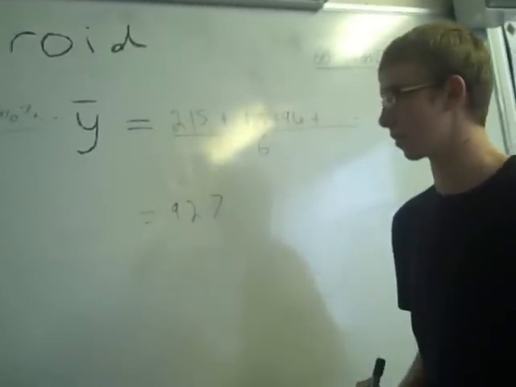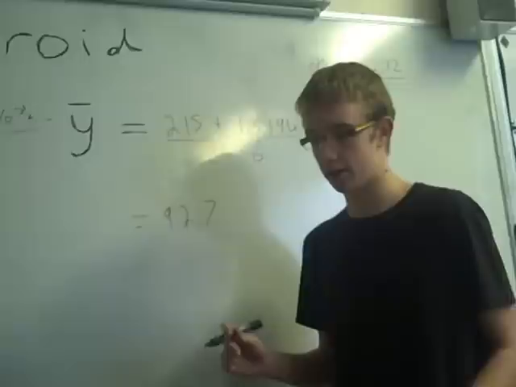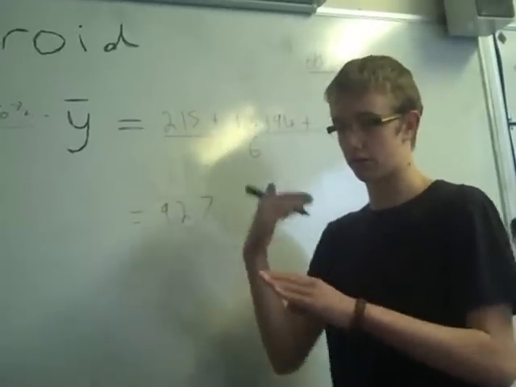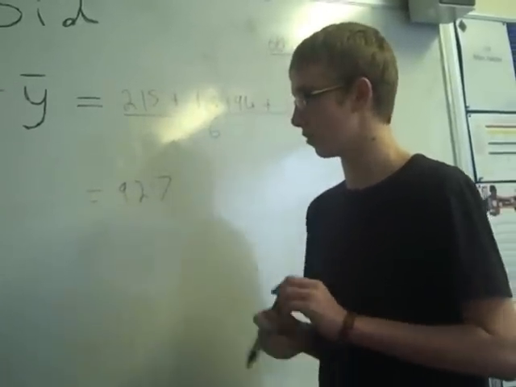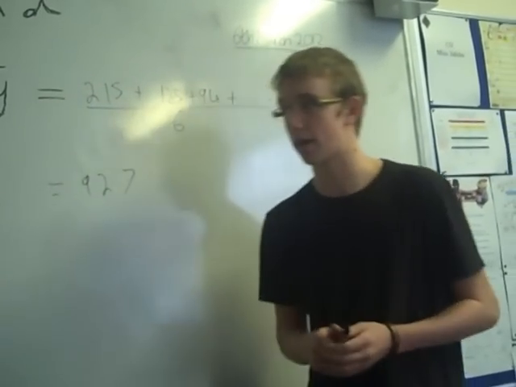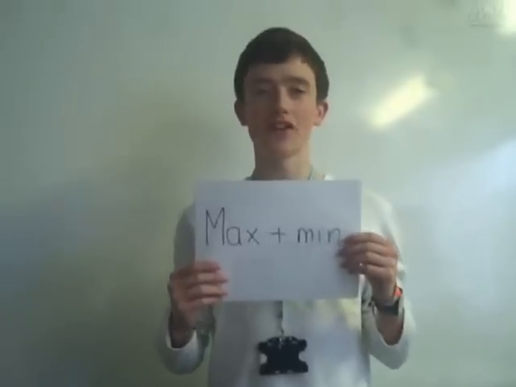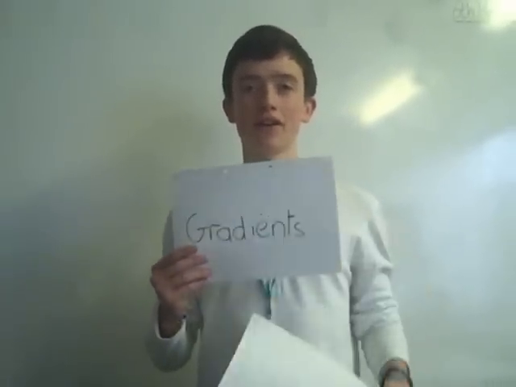which all equals 92.7. Now, when you plot this point, it should be where the minimum and maximum gradient cross, and so that's what the centroid is used for, to help you plot that. You don't need to worry about plotting an uncertainty for this either, because there isn't one. Now we're going to look at maximum and minimum gradients.